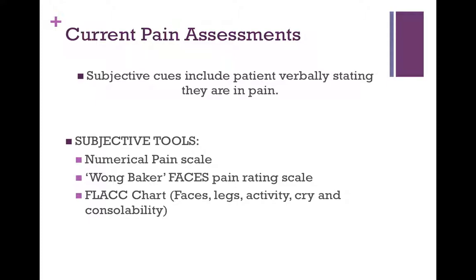Another form of an assessment is the FLACC chart, which requires the use of objective information. It stands for face, legs, activity, cry, and consolability, and requires the nurse to rate each section based on the description supplied on the chart. It can be used for people who are unable to verbalize their pain, for example, neonates, people who struggle with language barriers, or someone with a cognitive impairment.